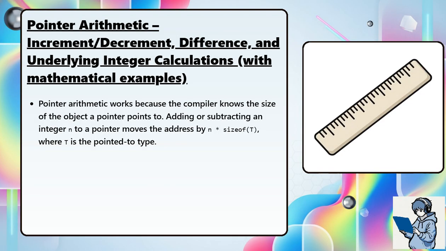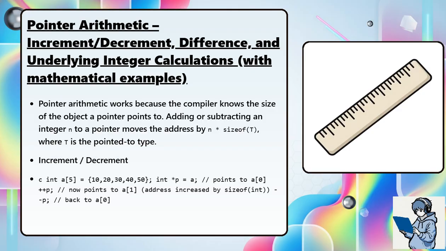Pointer arithmetic works because the compiler knows the size of the object a pointer points to. Adding or subtracting an integer n to a pointer moves the address by n times sizeof(T), where T is the pointed-to type. Increment/decrement: int a[5] = {10, 20, 30, 40, 50}; int *p = a; points to a[0]. ++p; now points to a[1], address increased by sizeof(int). --p; back to a[0]. If sizeof(int) is 4 bytes, then p + 1 adds 4 to the numeric address.